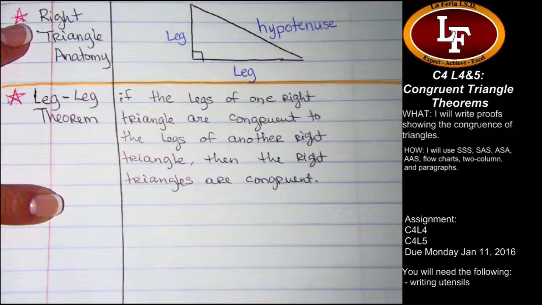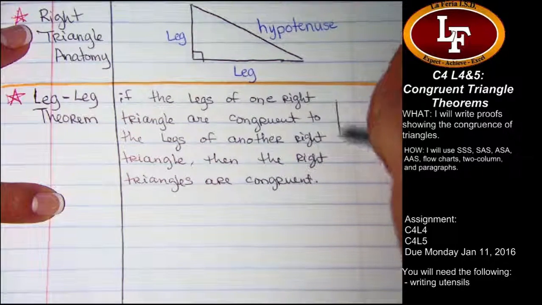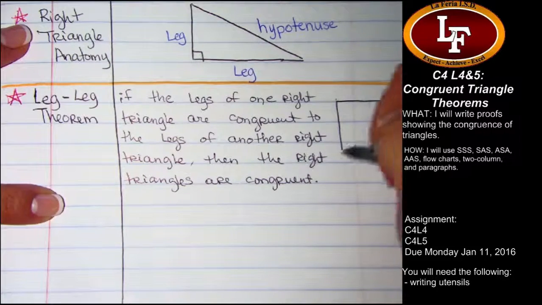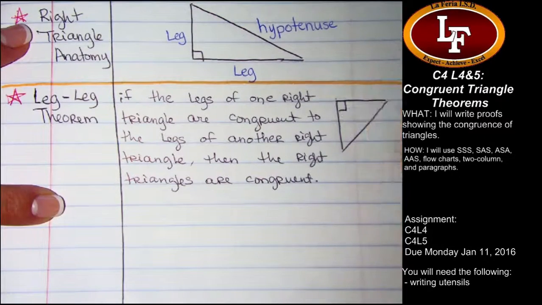Spoiler alert, the rest of the theorems are going to end: then the right triangles are congruent. Just write that in theory. All right, so draw our diagram. We're going to have 2 right triangles.